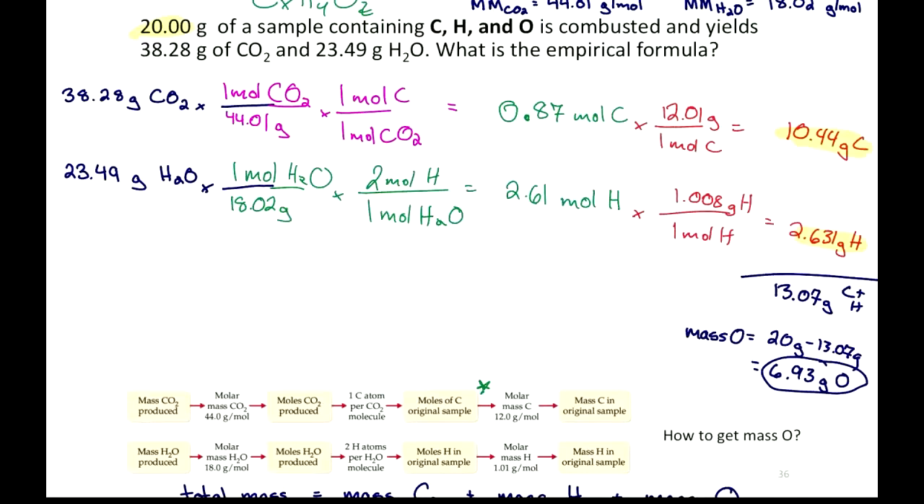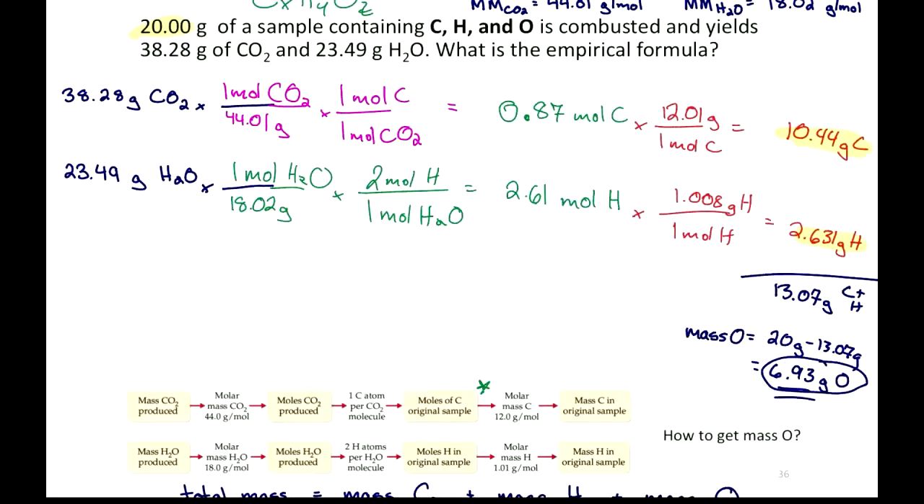Are we done? No, we're not, but do you see where we're going next? We have a gram amount of oxygen. Yay! How can we get to a mole amount of oxygen? Molar mass of oxygen. And then once we have that mole amount of oxygen, we have mole ratios of every single element there. And then it's empirical formula time.